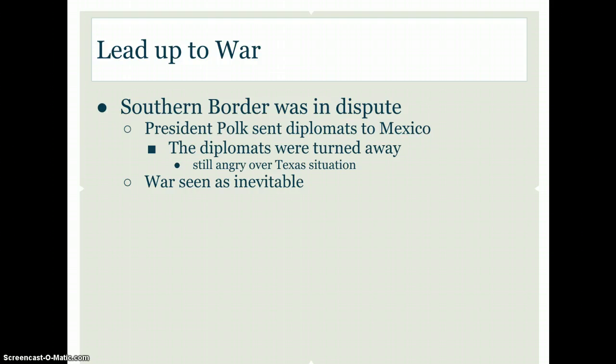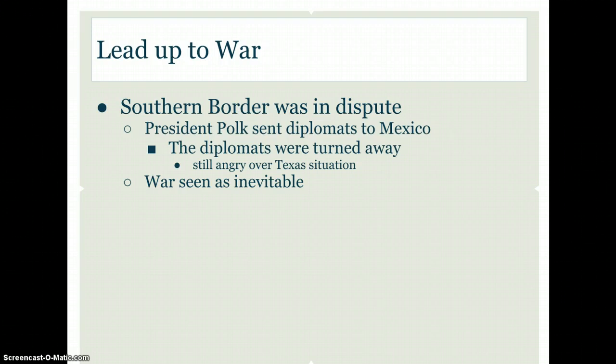The war starts out. President James Polk sends the army down to Mexico. There's a dispute over where the border should be between Mexico and the United States, especially after the annexation of Texas. So it's kind of this idea, okay, what is Texas? What isn't Texas? What should be the United States now after Texas was annexed, and what shouldn't? The diplomats, though, are turned away.